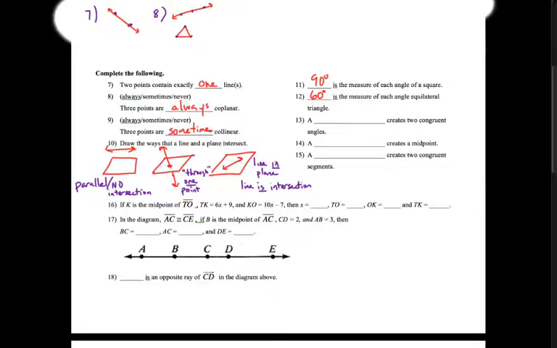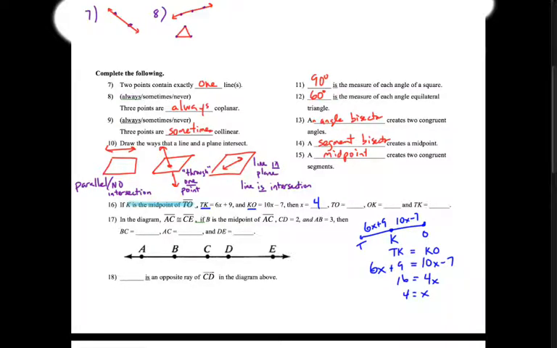These three definitions that we saw on the last exercise: an angle bisector creates two congruent angles. A segment bisector creates a midpoint and two congruent segments. Number 16, if you didn't draw it, you should have. If K is the midpoint of segment TO, TK is 6x plus 9. KO is 10x minus 7. Because it's a midpoint, those guys are equal. Solve. I got 4. Plug it in, and you get those other answers.